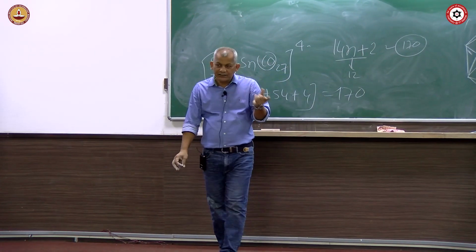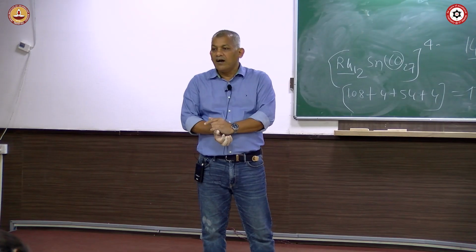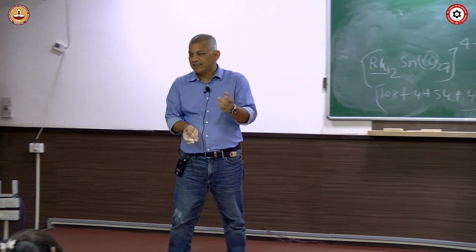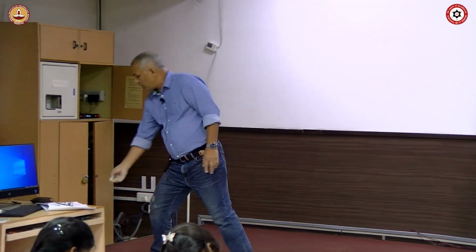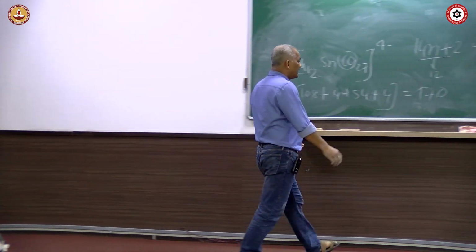So there is another geometry which I have not told you, that is called octadecahedron, 11 vertex. Okay, that you can check in your textbook. All right, so I will stop it here.